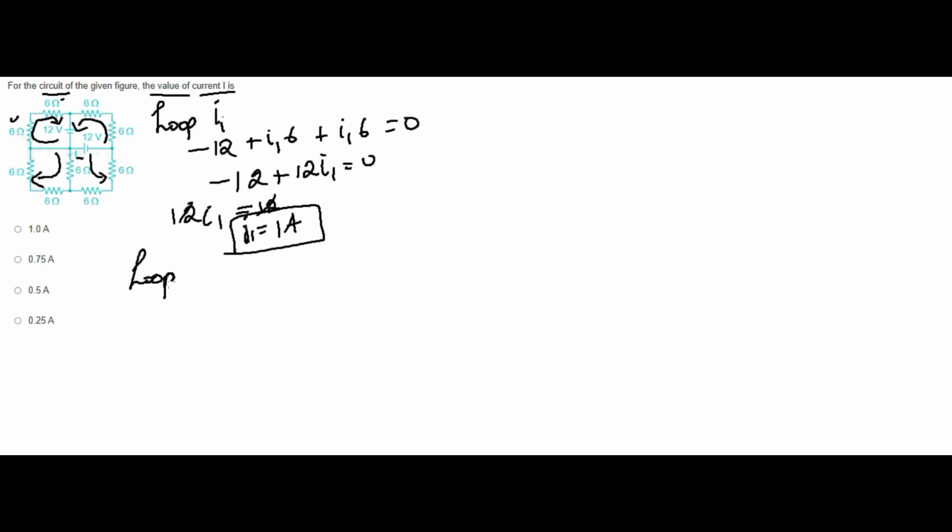Now let me go for loop I2, the next loop. Here also look at this: the flow is going from negative to positive, and once again negative to positive. So for this I2, let me take this one first: minus 12, and don't forget the minus 12. After that, for these two resistors, what is the voltage? Plus 6 into I2, plus 6 into I2.